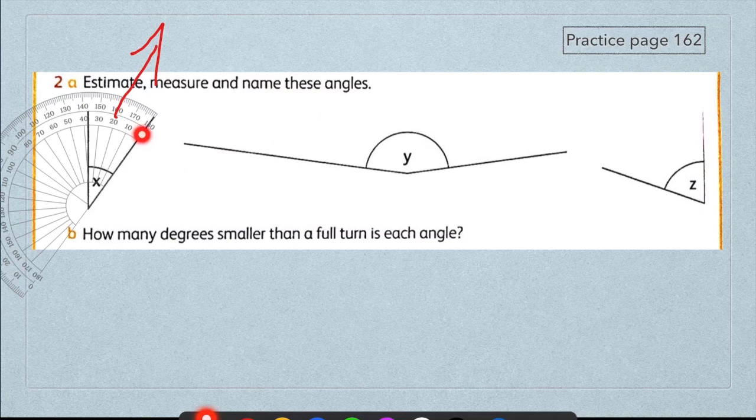Starting from 0, 10, 20, and 30. So it is not exactly 35 because I could see it has traveled a little bit further than 35. So I would say it's 37 degrees, which makes it an acute angle. Okay, before I measure this one, could you tell me what angle is it? Is it an acute angle or an obtuse angle?